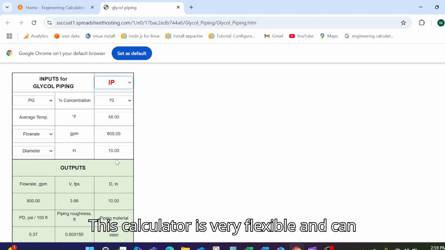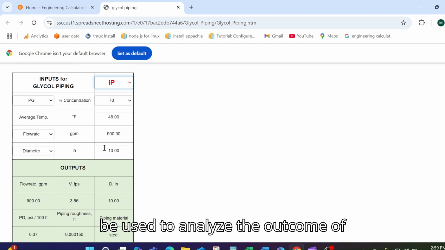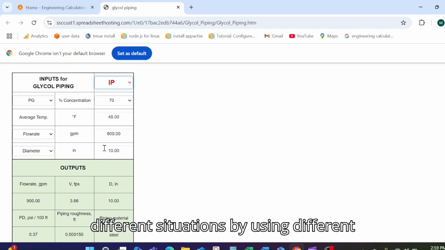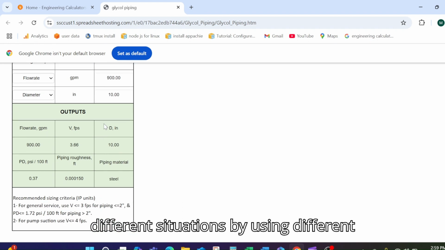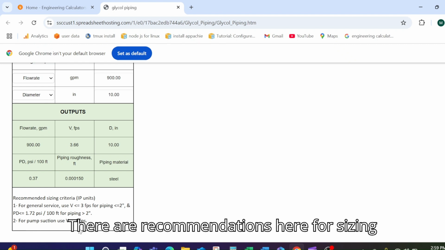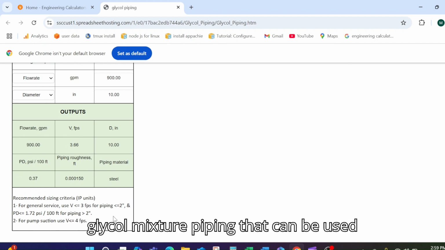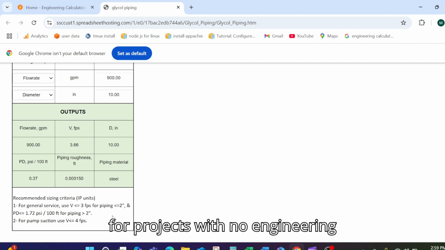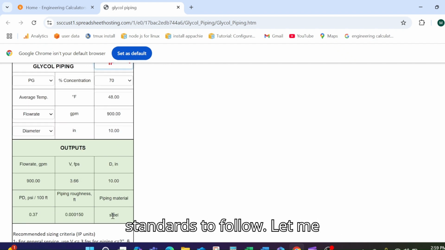This calculator is very flexible and can be used to analyze the outcome of different situations by using different inputs in its drop-downs menu. There are recommendations here for sizing glycol mixture piping that can be used for projects with no engineering standards to follow.